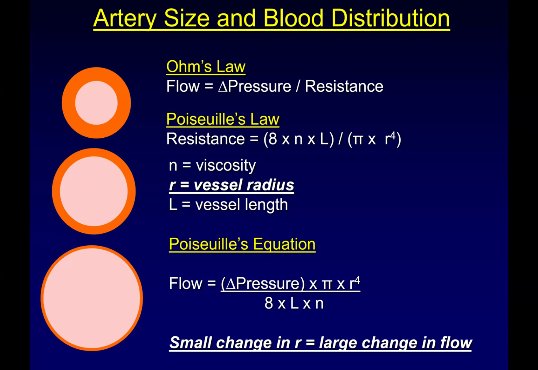Similarly, small bits of constriction, because it's to the 4th power, make flow go down. So dilated arteriole, constricted arteriole, kind of resting arteriole in the middle. Mathematically, based upon what we know of fluid dynamics, this is how and why changing the diameter of an arteriole drives where the blood is going to go in your body.